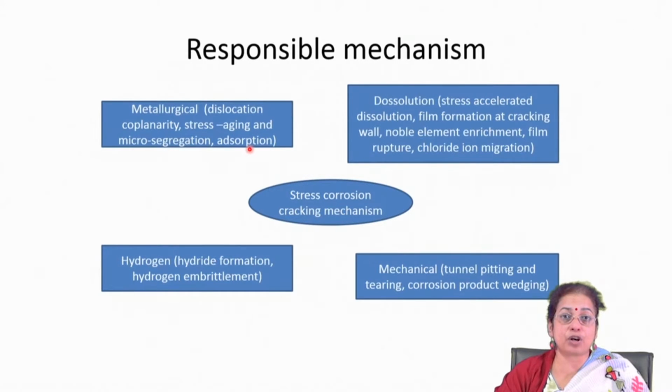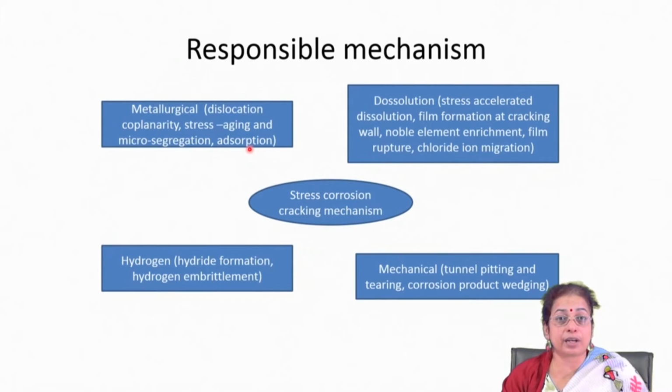Similarly, when there is an adsorbed layer, the adsorption reduces the bond strength, and by this decrease in bond strength that region gets weak and crack formation gets easier. So, metallurgical factors are very important; they are responsible for stress corrosion cracking.